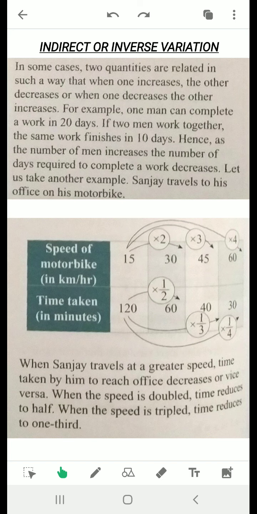For example, we can give so many examples for this topic, for this inverse variation. If 5 persons can complete a work in 8 days, now we need to complete the same work in 5 days, then how many workers will be required? If we need to complete the work in lesser days, that means the number of days is reduced, then we need more workers. So if the number of days is reduced, we need more workers. So this is the case of indirect variation.